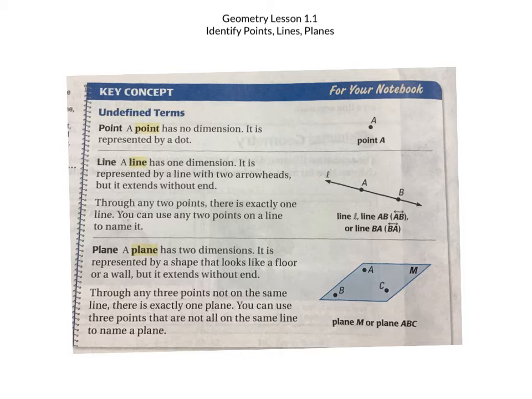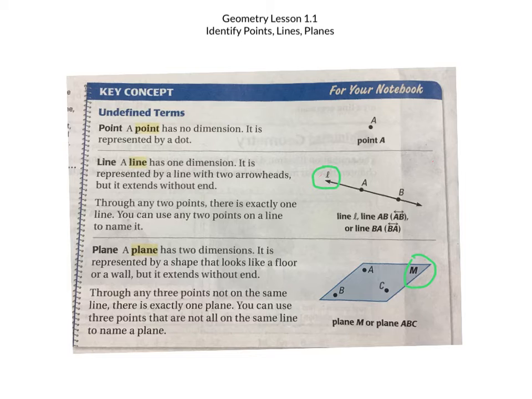And then through any 2 points, there's exactly one line. So you can use 2 points to name it. So for instance, you see how this line here is AB on there? So we can say line AB like they have here, or line BA. It doesn't matter which way you start with it. And then it also allows you to label it if it has a cursive letter, and in this case they chose the letter L. That's another way you can label it, line L. You'll see that with planes too.